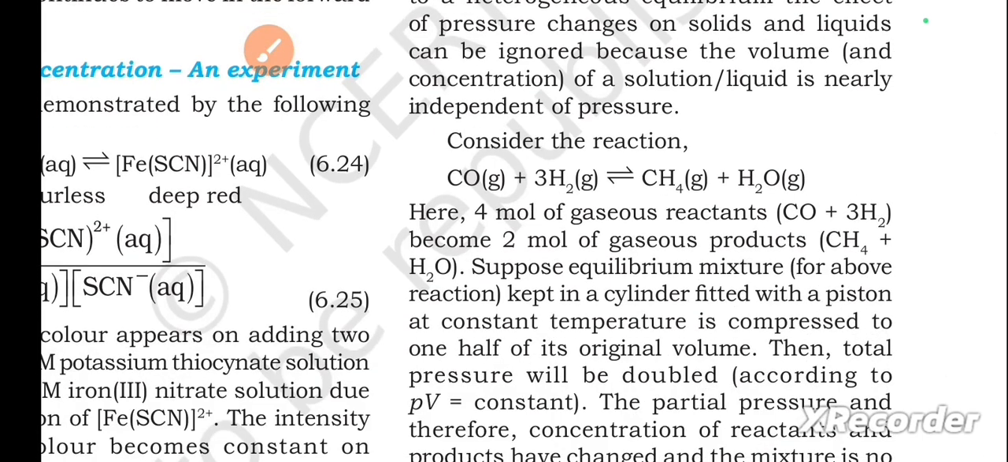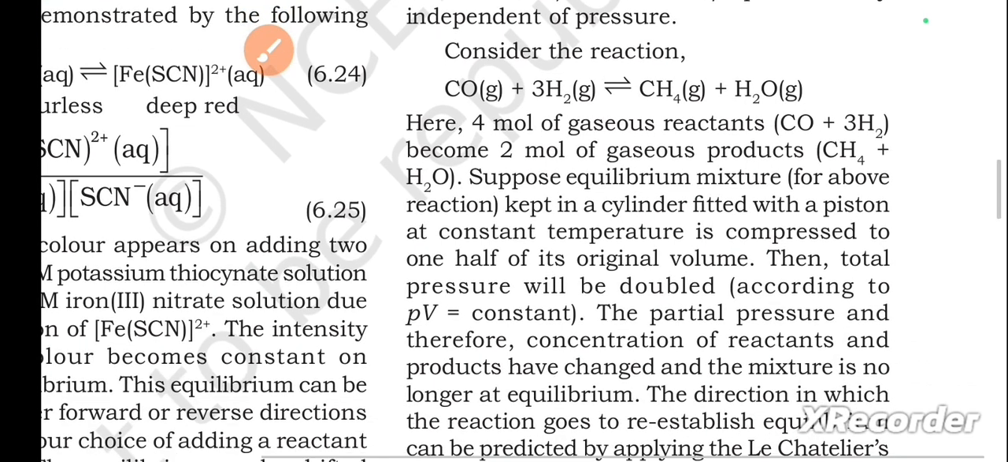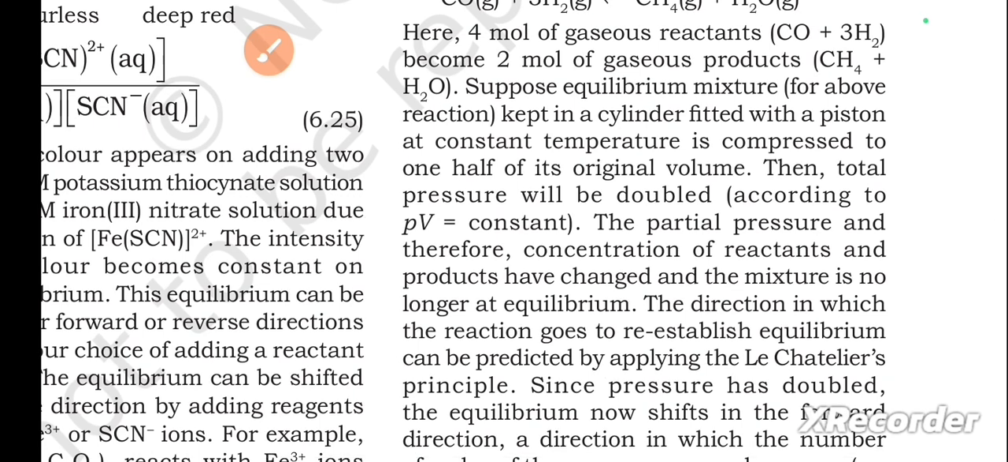Consider the equation CO plus 3H2 gives rise to CH4 plus H2O. Here, 4 moles of gaseous reactants become 2 moles of gaseous products. Suppose an equilibrium mixture kept in a cylinder fitted with a piston at constant temperature is compressed to 1/2 of its original volume. Then total pressure will be doubled.